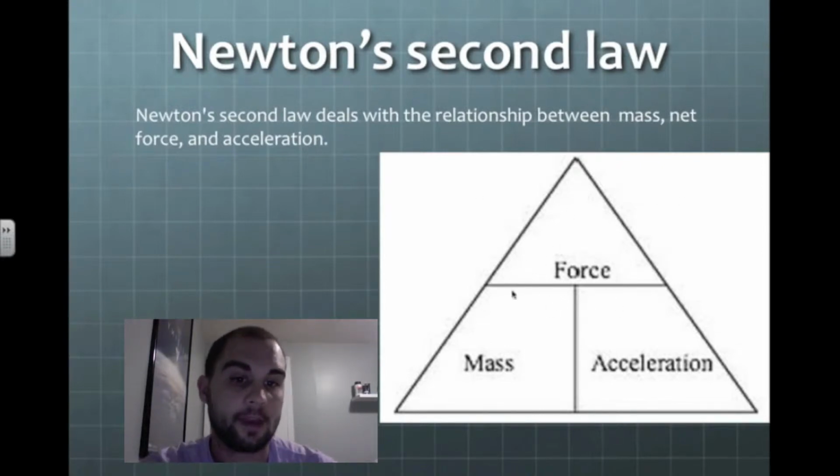So if we are looking for force, then we're going to multiply mass times acceleration. If we are looking for mass, we're going to divide force by acceleration. And if we're looking for acceleration, it's going to be force divided by mass.